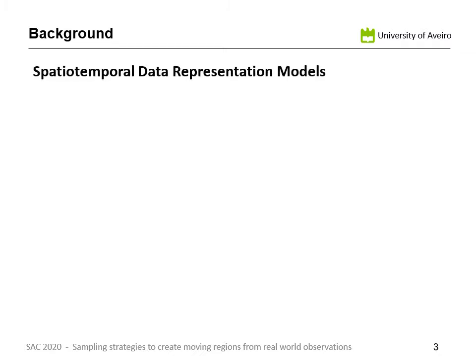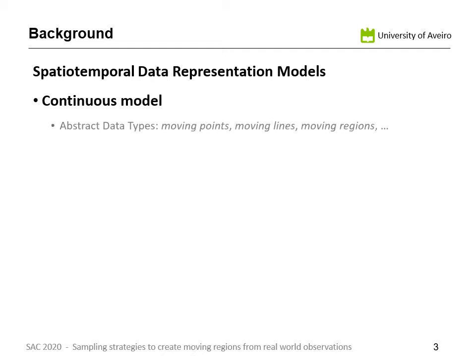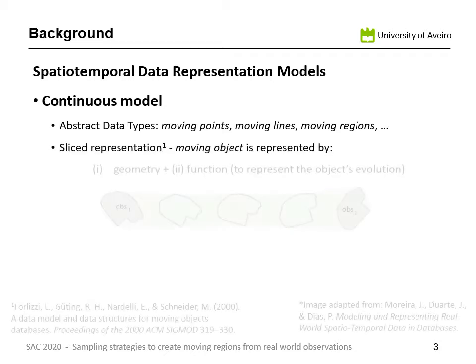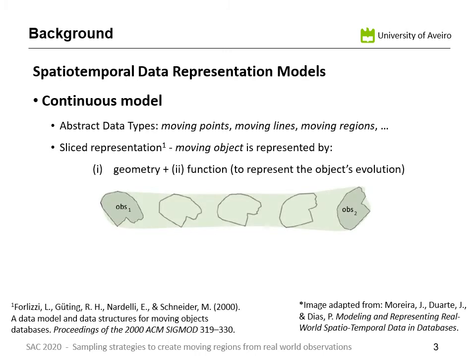Now, let's talk about the continuous model, which is another possible way to represent spatial temporal data. In this model, objects are represented using abstract data types, like moving points, moving lines, and moving regions. In this work, we deal with moving regions. In the continuous model, a moving object is represented by a geometry and a function. The geometry is used to represent the object's shape and position at a certain time, and the function is used to represent its evolution. In this figure, we present the object representation at two time instants.